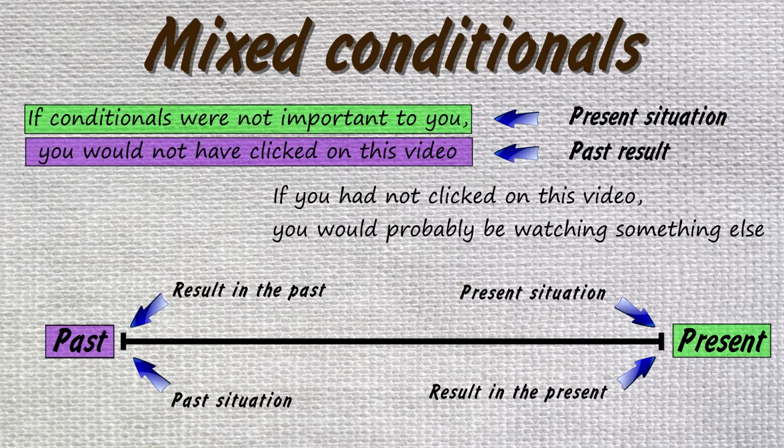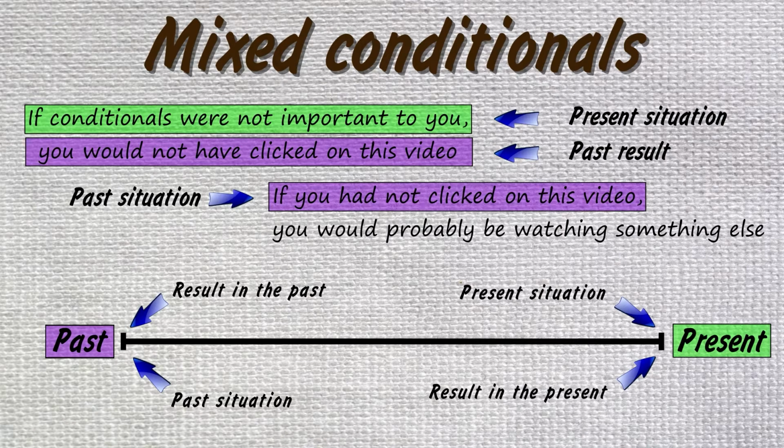In the second example, we have a situation in the past, which is you didn't click on this video. And we have a result in the present: you would now be watching a different video.